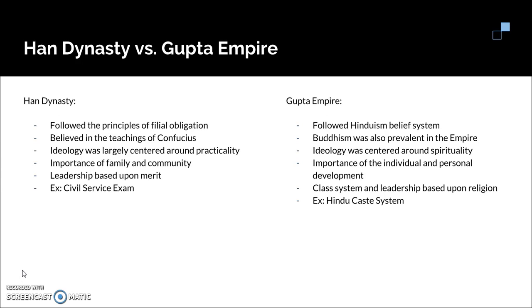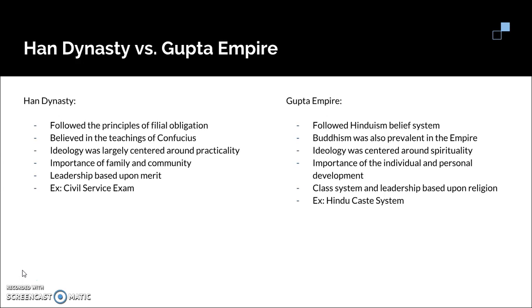Han and Gupta used the same idea of social structure for control, although it was quite different. Han developed a social structure based on literacy, while Gupta introduced a caste system based on skin color.